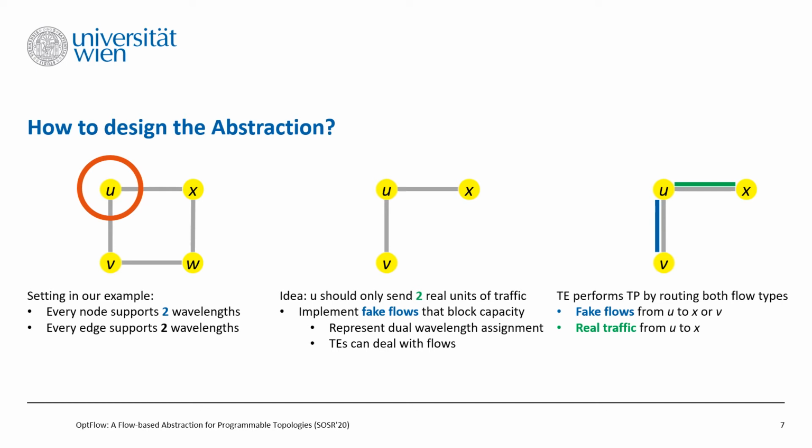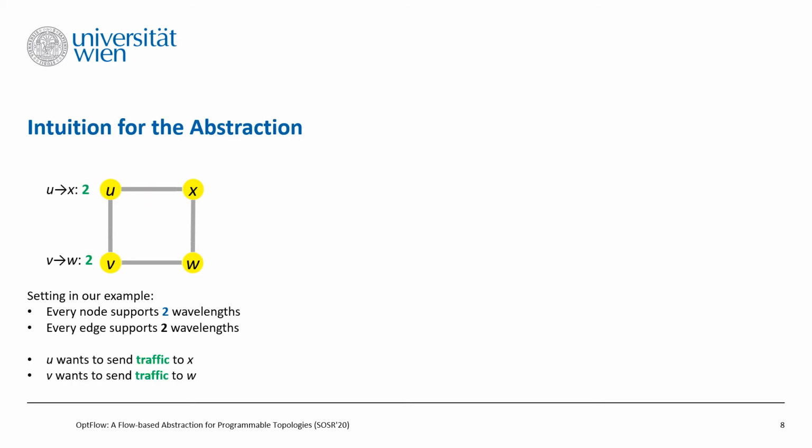In order to maximize the throughput, what will happen is that the fake flow will be assigned from U to V, whereas the real flow, which can only be sent to X, will be assigned from U to X. So let us look at this in a bit bigger scale. We have this 4-node network where we want to send traffic from left to right.